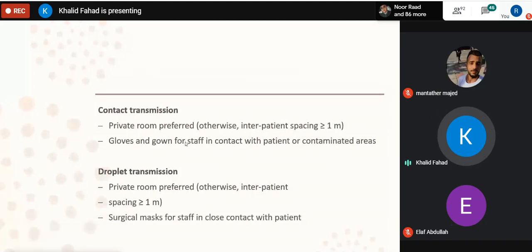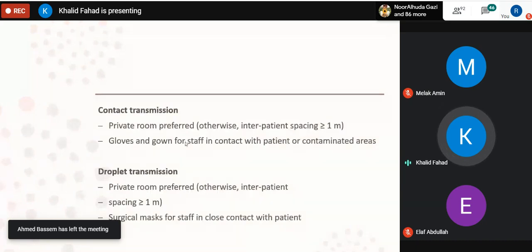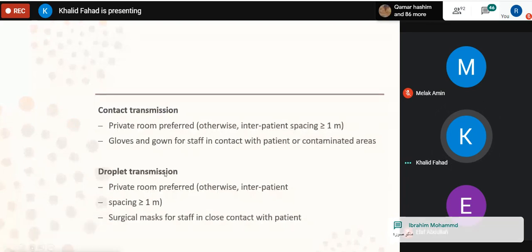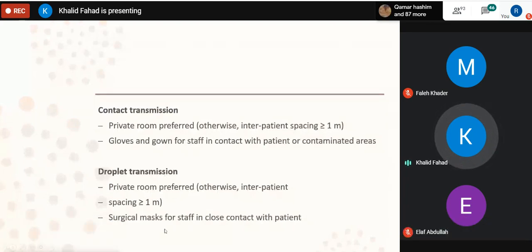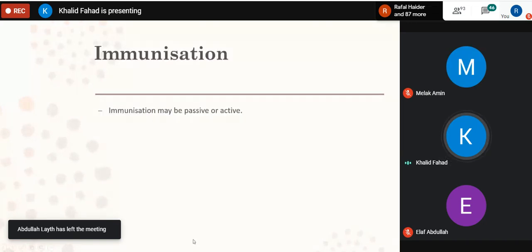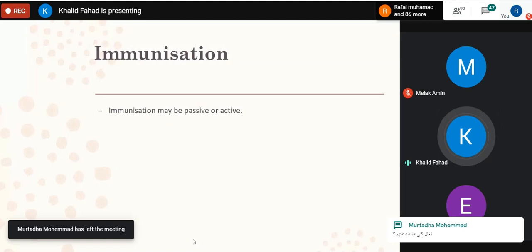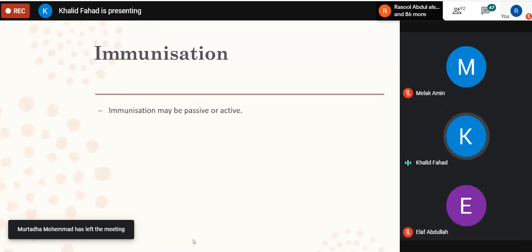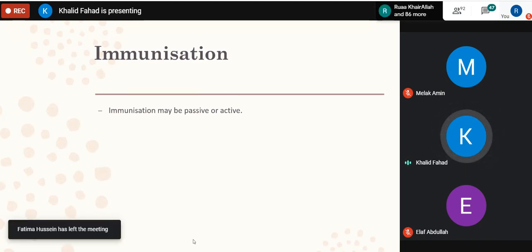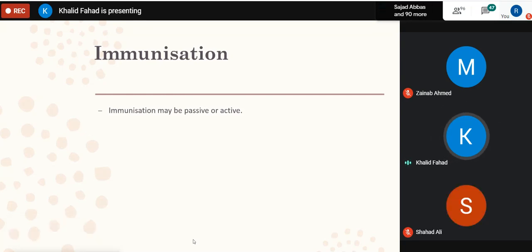Droplet transmission is also preferred in a private room. And between patient and patient, you have at least 1 meter. And for prevention of droplet transmission, a surgical mask usually suffices. Another way to control infection is to immunize the host. So when you have the susceptible host immunized against this infection, it will also control the disease appearance. And as you know, immunization may be massive, passive, or active.